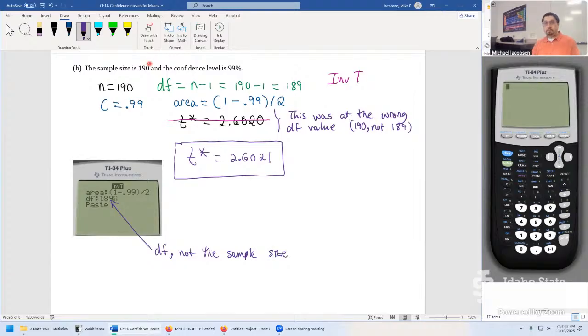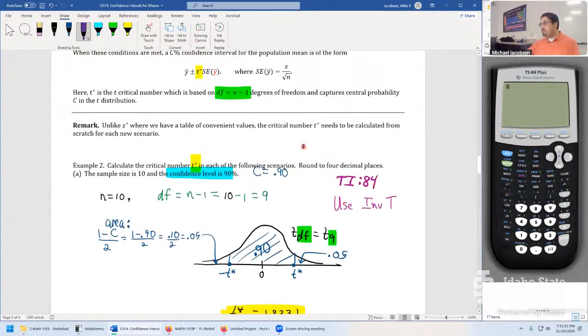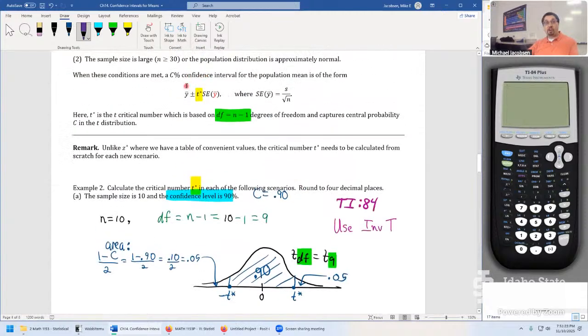Really, this is the only major thing that's new in chapter 14. We're calculating the degrees of freedom every time for each new problem. If the confidence changed from 99% to 90%, you still have to redo it, even though the degrees of freedom are the same. We get a different critical value. The sample size changes, a different critical value again. But aside from that, it's a very familiar object.